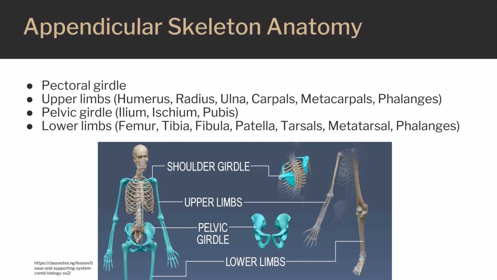The patella is also called the kneecap. The tarsals are the 7 bones that make up the ankle. The metatarsals are the 5 bones that make up the middle area of the foot. And the phalanges are, again, 14 bones that this time comprise the toes.